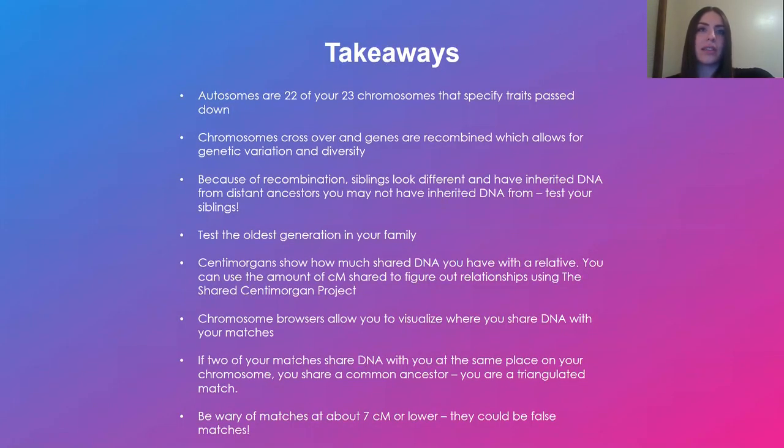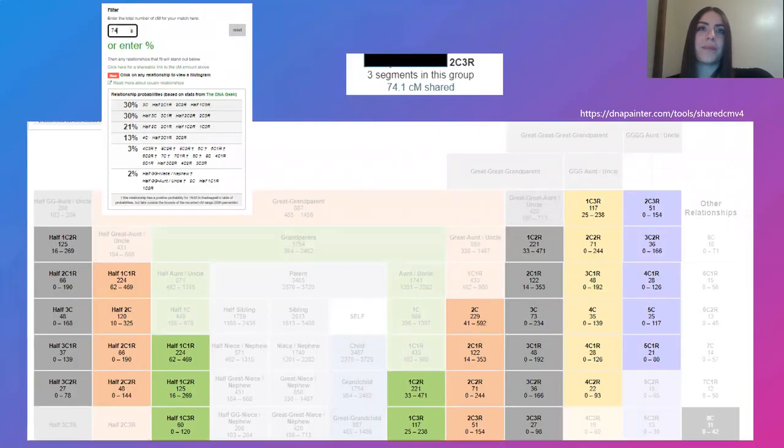Also, before we talk about these takeaways, I'll go back to the last page. One thing that is important to know about cousin matches is that you will share centimorgans with a lot of people, but once you get to about 7 centimorgans shared or lower, you want to be really careful. Some of these matches are true relatives, but oftentimes they're false matches. Some DNA is shared among all humans, and that's just what makes us human. But other DNA, everyone from a certain ethnicity shares, so there's a lot of reasons why we could share DNA, and that doesn't necessarily mean that we're related.